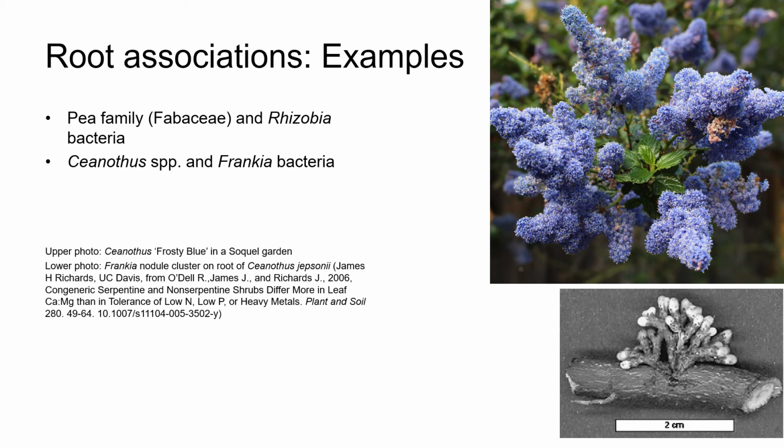Probably the best known beneficial root association is the one between members of the pea family and bacteria in the genus Rhizobium. The Rhizobium bacteria are able to fix atmospheric nitrogen and convert it to a form that's available to the plant. In return, the Rhizobium receive carbohydrates from the plant. A similar relationship exists between nitrogen-fixing bacteria in the genus Frankia and several plant genera, including our California native Ceanothus species, and you can see an example of Ceanothus in the photo on the right here.